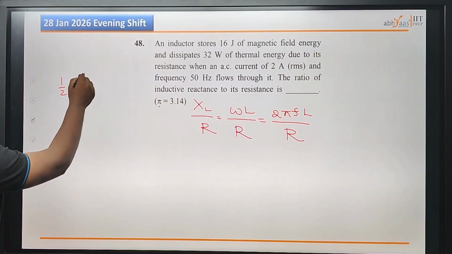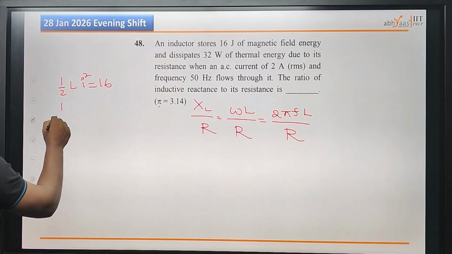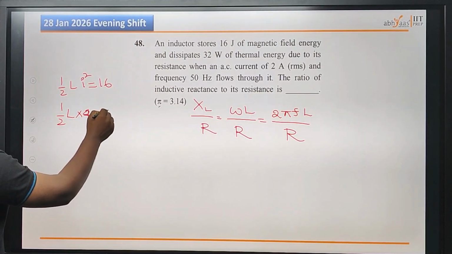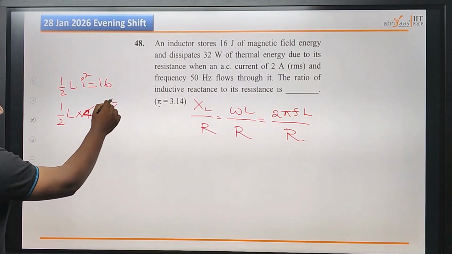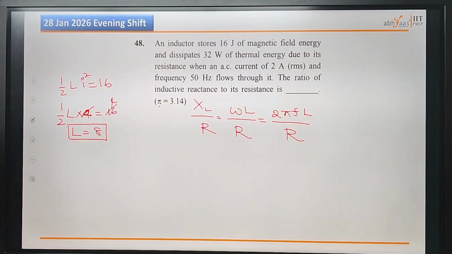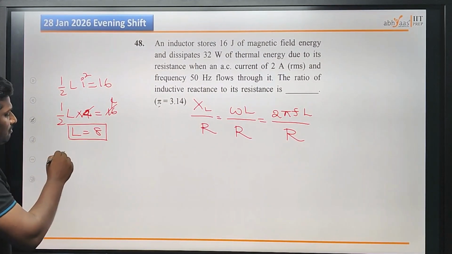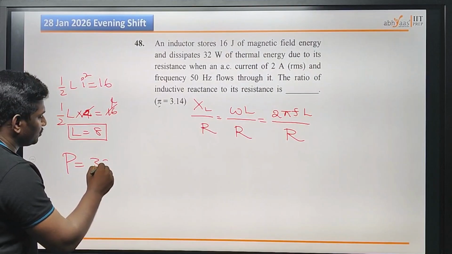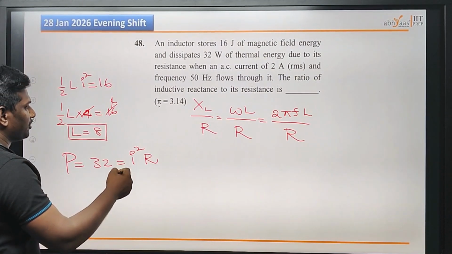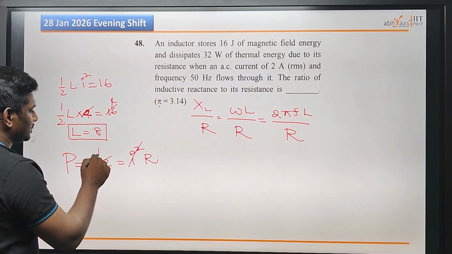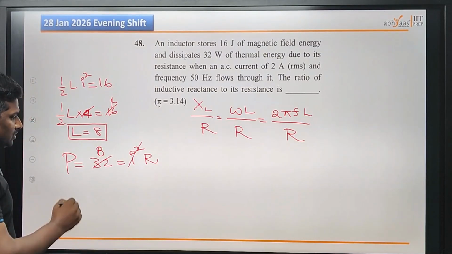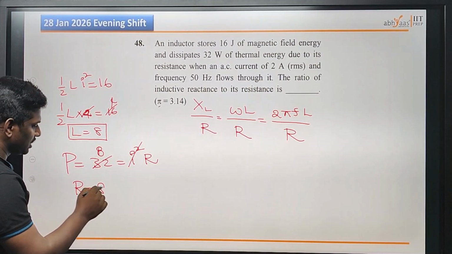Half L i square equal to 16. Half L i square, that is nothing but 4. You can see 16, cancel 4. L is nothing but 8. L is 8. Power dissipated: power can be written as 32 into I square R. I square is 4, and 4 can be written as 8. So R is also 8.